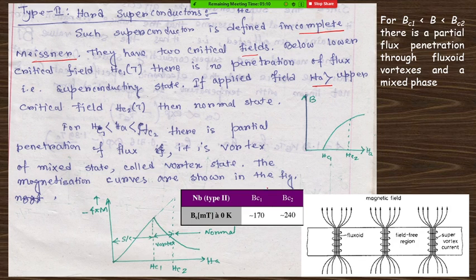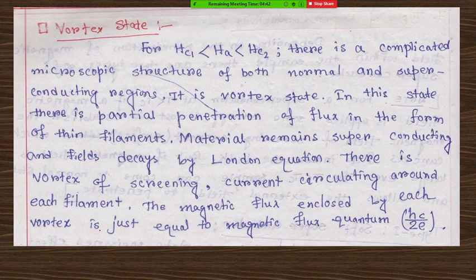So, we already discussed this. For B between that, there is a partial flux penetration, not total, not zero. That's why you call it partial flux penetration through this. This is called a vortex state. Vortex and the mixed phase. This is the mixed phase of the superconductor and the normal metal. Okay, and this is the details of the superconductor.